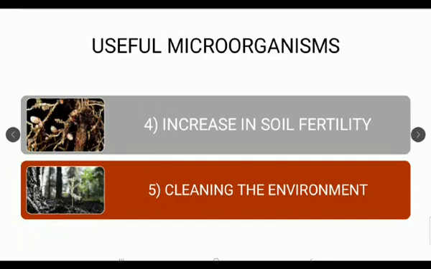Now, the fourth one is the increase in soil fertility. Some bacteria are able to fix nitrogen from the atmosphere to enrich the soil with nitrogen and increase its fertility. These microbes are commonly called biological nitrogen fixers. Last is cleaning the environment. Many bacteria and fungi act as decomposers and decompose the complex dead material into simple nutrients, and thus help in cleaning the environment.